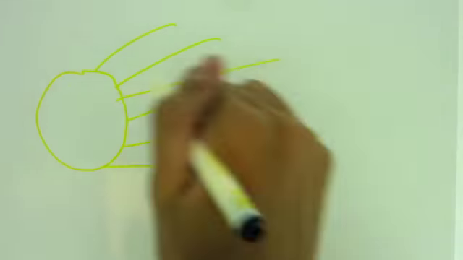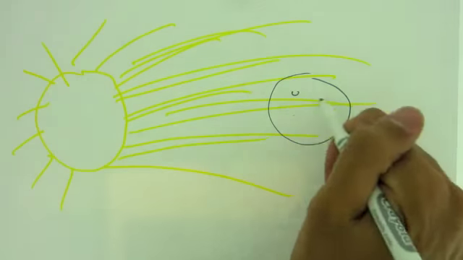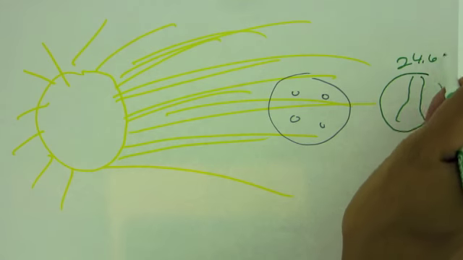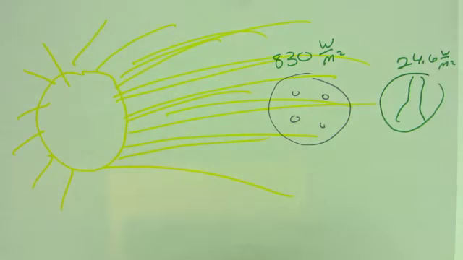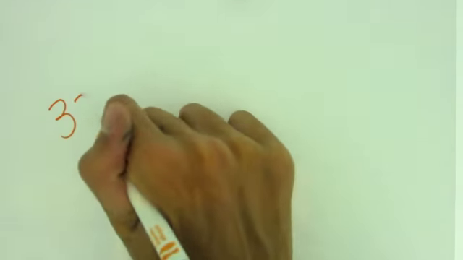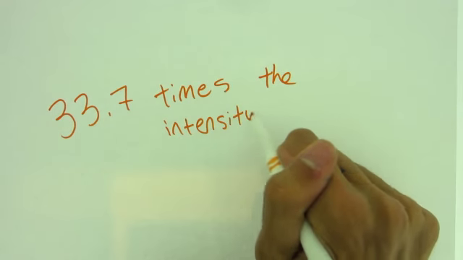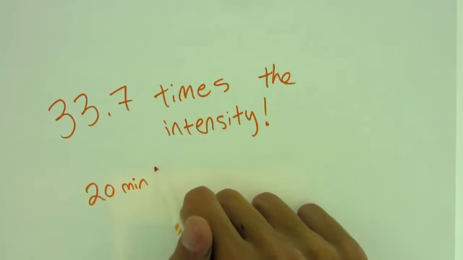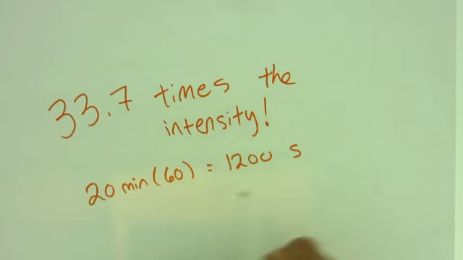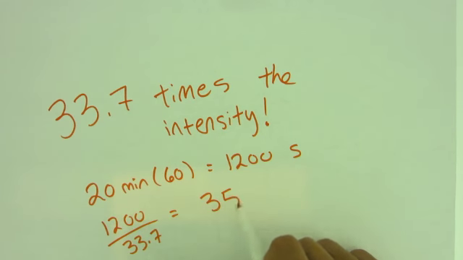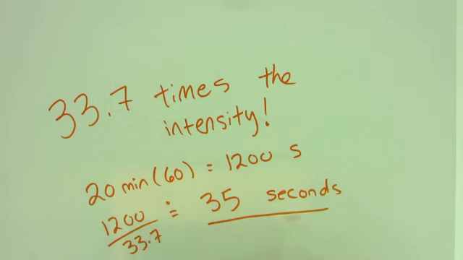Well, our moon does not have an atmosphere like the Earth does, so UV light hitting the surface is undiminished. You experience all 830 watts per meter squared. In retrospect, this is 33.7 times greater than the UV on Earth. So if we convert our 20 minutes from a burn into seconds, we get roughly 1200 seconds for a burn on Earth. On the moon, the same burn would occur in 35 seconds.